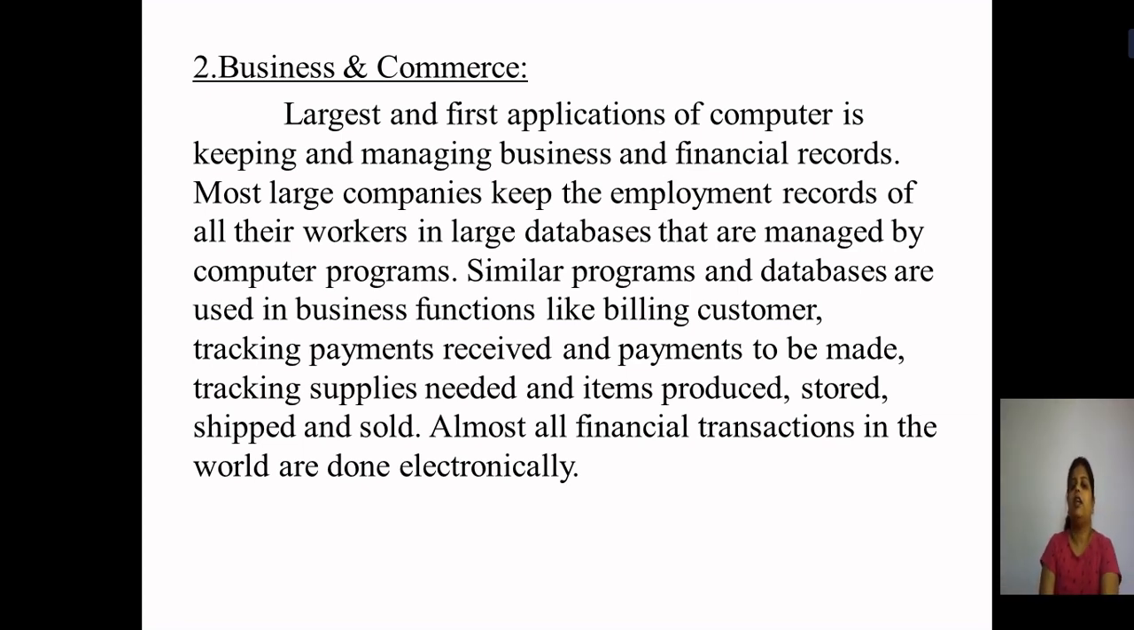Then what are the different types of supplies needed for a particular item, is that item produced, is that item stored properly, is the shipping of that particular item done and is that item received by the particular user. All the different types of financial transactions which are performed in the world electronically are seen with the help of this business and e-commerce.